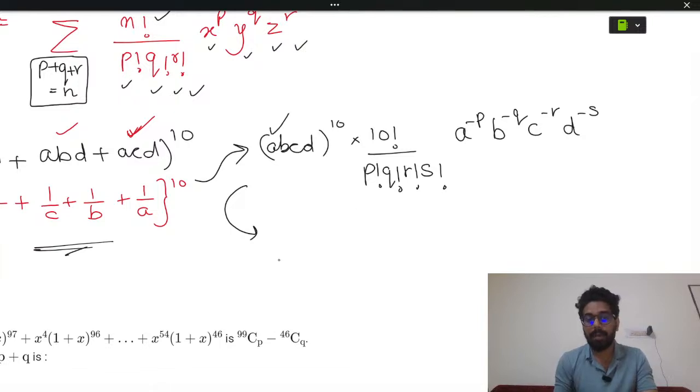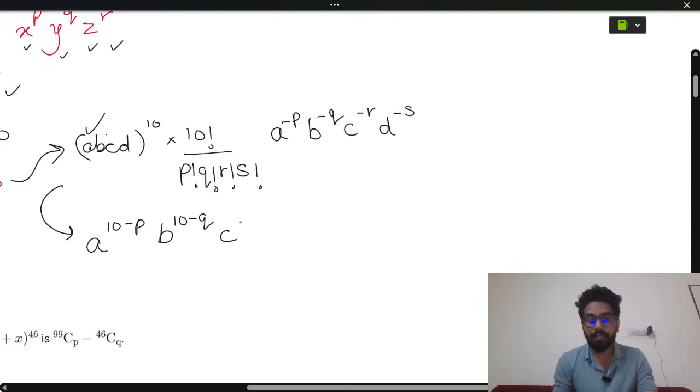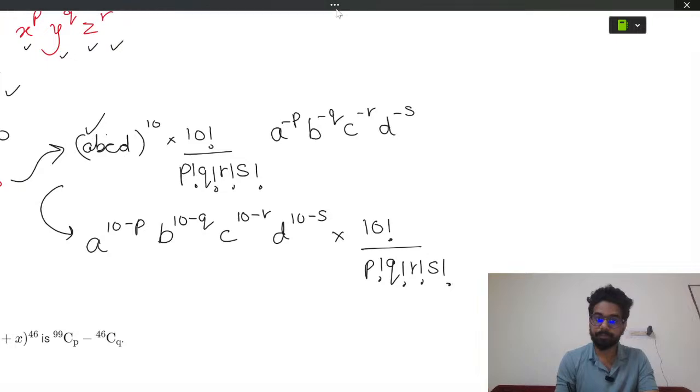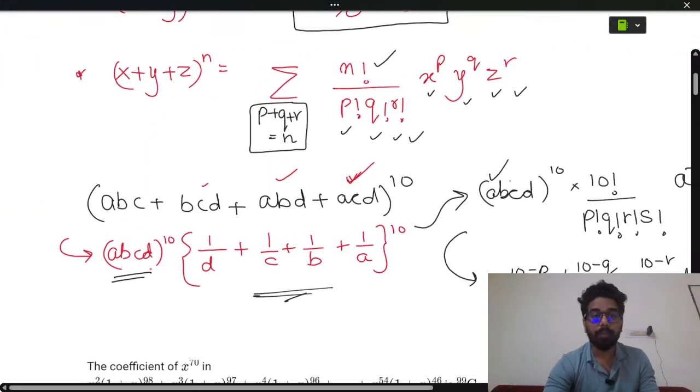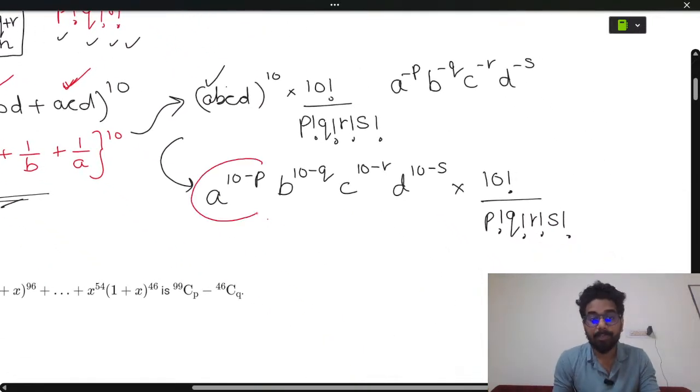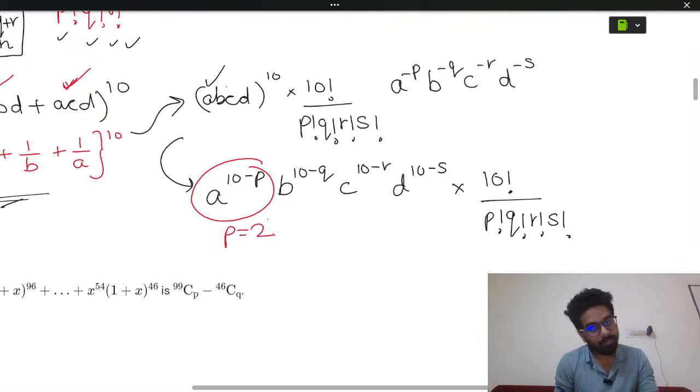Now A power 10 and A power minus P, it becomes A power 10 minus P, into B power 10 into B power minus Q is B power 10 minus Q. Okay. Now same way C to the power 10 minus R and D to the power 10 minus S, multiply 10 factorial upon P factorial, Q factorial, R factorial, S factorial. Okay. Now what do we want? We want A power 8. So how does this become 8? P equals 2. That's how we will solve this question.